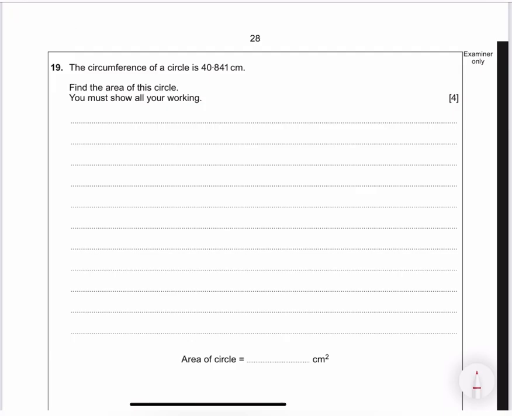Question 19. The circumference of the circle is 40.841 centimeters. Find the area of the circle. So we're going to write these two formulas which are given to you. Just check them in the additional formula sheet. So circumference is pi times diameter, but for the area you do pi times radius squared. What we don't have is the diameter or radius. So we're just going to write what we have. So pi times diameter gives you 40.841.